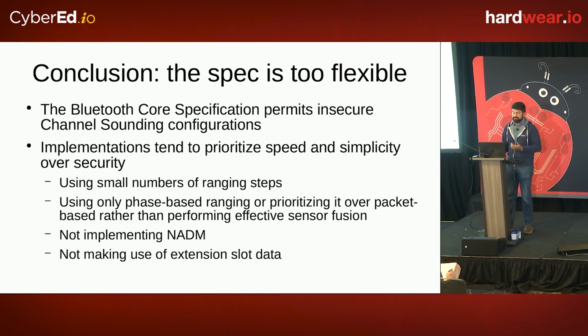They're choosing to just prioritize phase-based ranging and not really do anything with packet-based ranging because getting precise distances from that is hard without more hardware work. They don't bother implementing NADM because it's more work to implement and more complicated. And they don't do anything with extension slots because the spec doesn't mandate they do anything. And so you end up with something that just doesn't really provide much security.